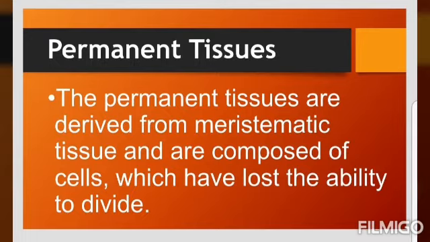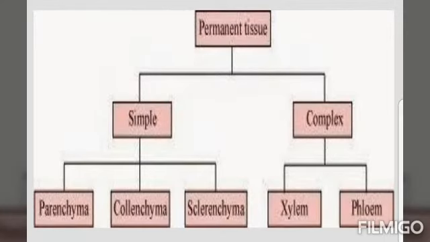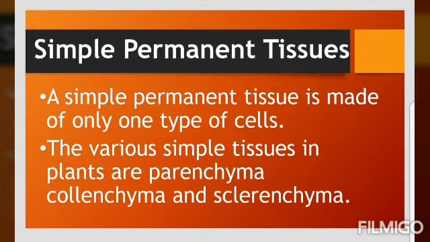The cells of the permanent tissues do not generally divide further. Permanent tissues having all cells similar in structure and function are called simple permanent tissues. Permanent tissues having many different types of cells are called complex permanent tissues. A simple tissue is made of only one type of cells. The various simple tissues in plants are parenchyma, collenchyma, and sclerenchyma.